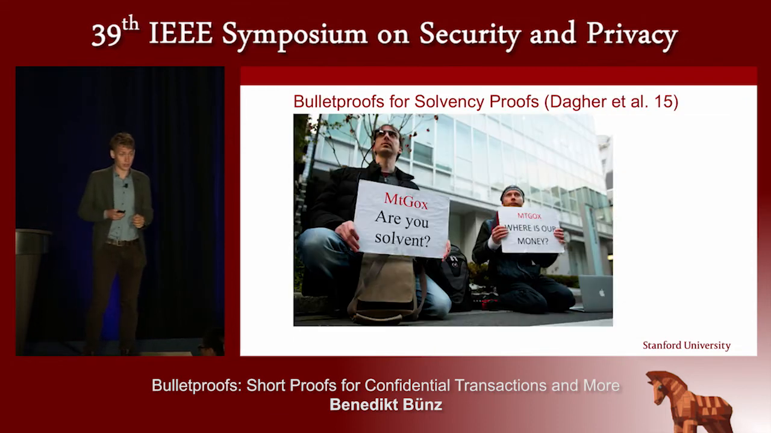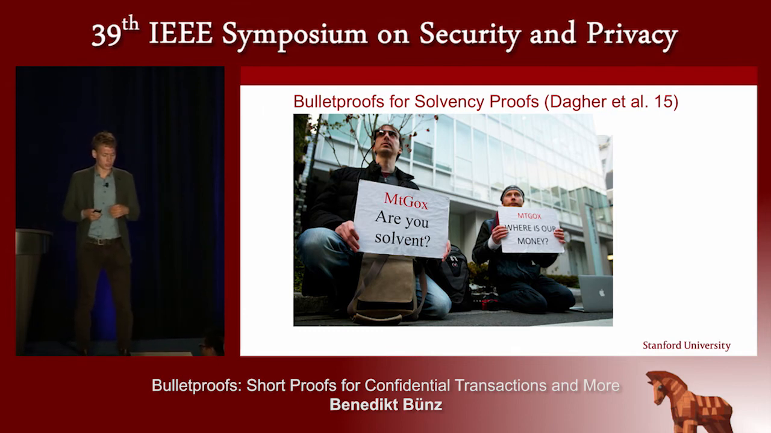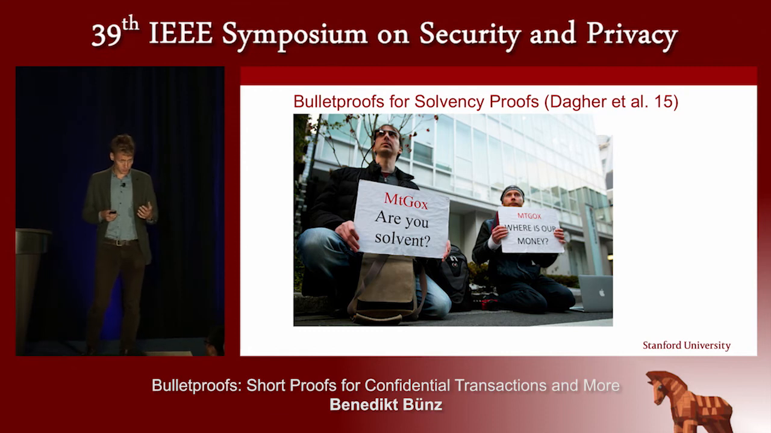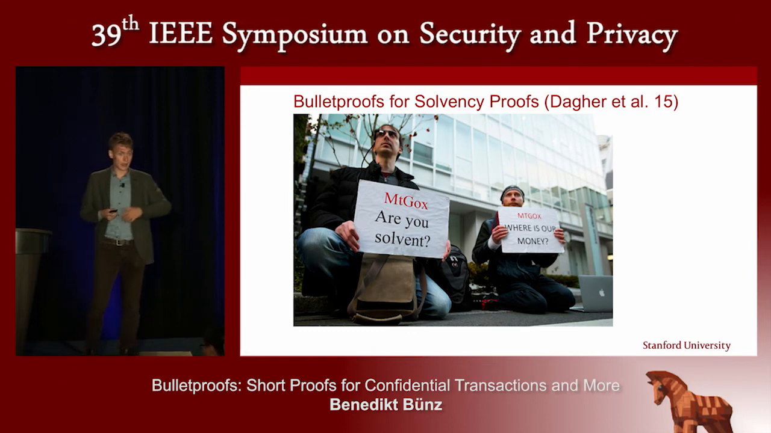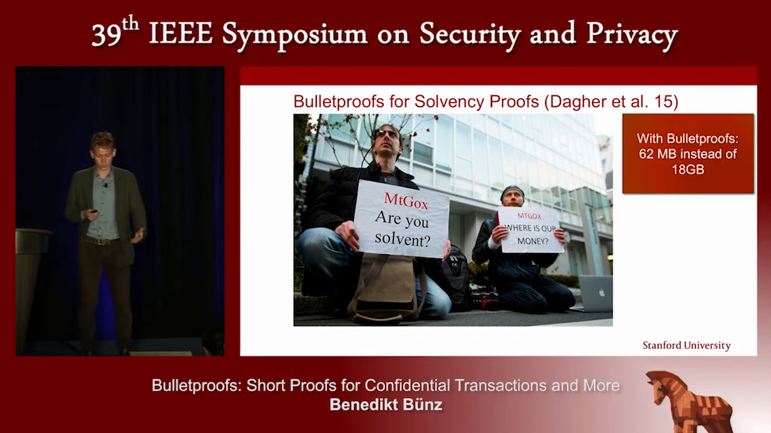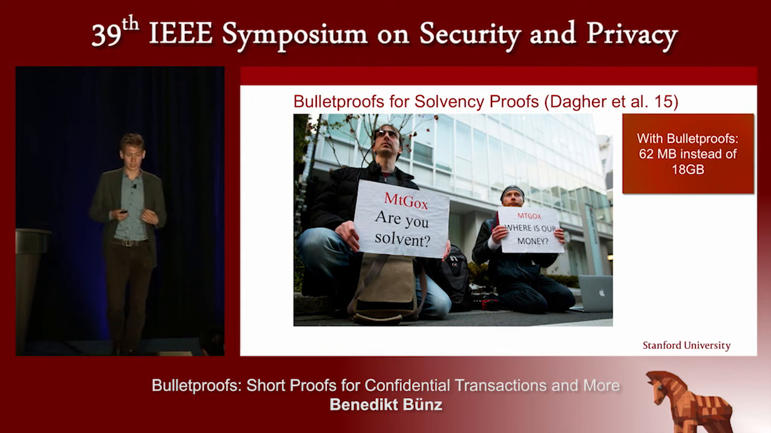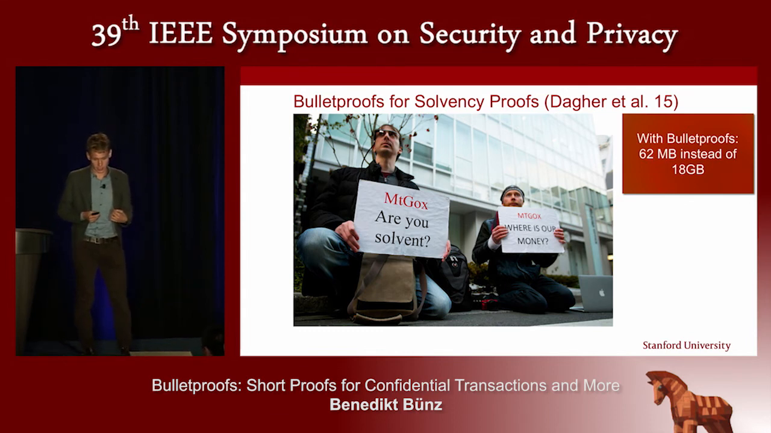Let's talk about some other applications for Bulletproofs. One application is so-called proofs of solvency, or provisions, which was a paper in 2015 presented at CCS. And the idea is that Bitcoin exchanges or Bitcoin banks can prove that they're solvent without revealing why they're solvent. So they don't have to reveal what Bitcoin addresses they own. They don't have to reveal how much each customer has or how much money they even have in total, but they can prove that they're solvent. And with Bulletproofs, the size of this protocol would go down from 18 gigabytes to 62 megabytes. So quite a drastic change here.